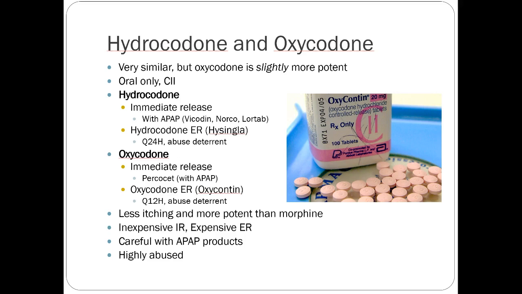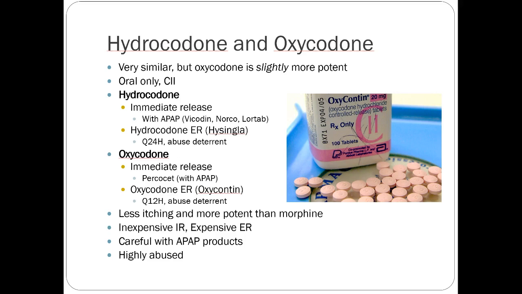Oxycodone, everyone on the planet has heard of Percocet and OxyContin. Super hot buzzwords as far as the opioid epidemic and everything like that. And they get a really bad rap, but every opioid has some potential for abuse, and they all essentially do the same thing. So oxycodone is available as an immediate release product.